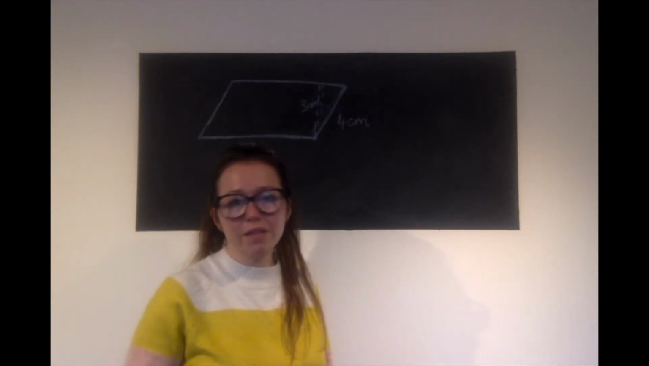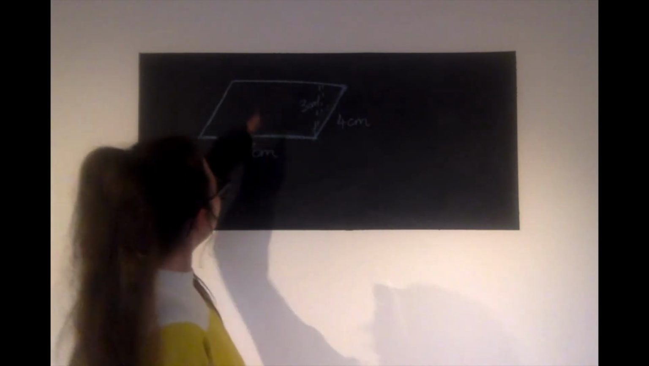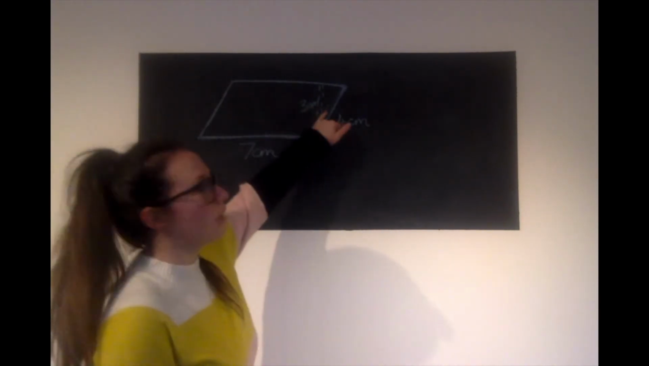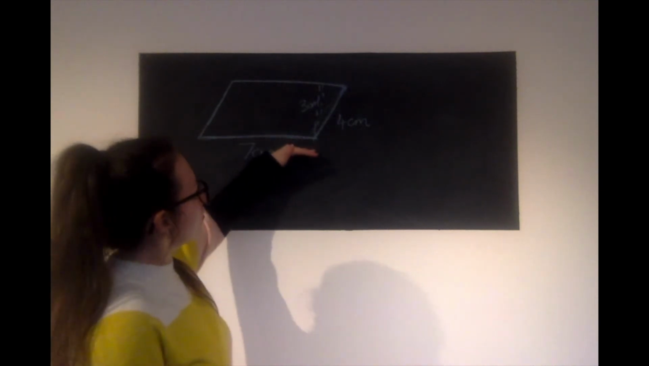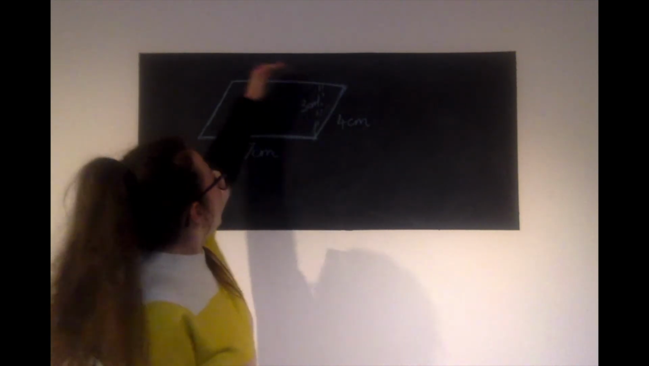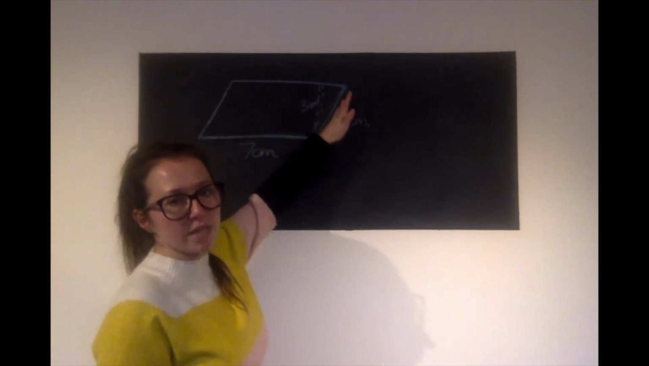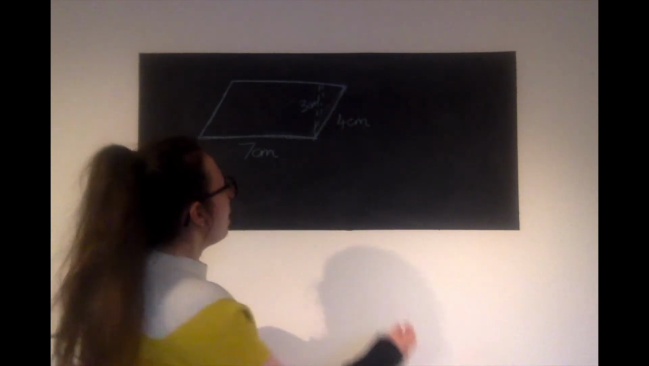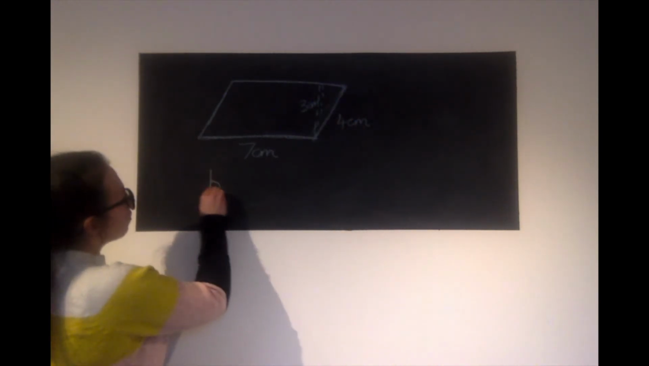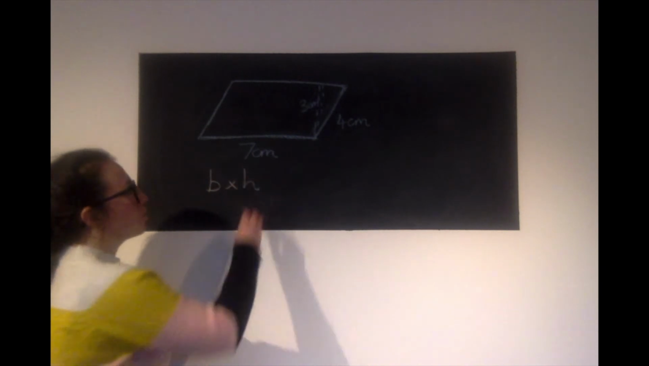I've sketched out that same parallelogram. So we have our four-sided shape, two pairs of parallel lines. This side is 7 centimetres, so this must be as well. This side and this side are 4 centimetres. Now, remember, to find the area of a parallelogram, we need to do base times by height.